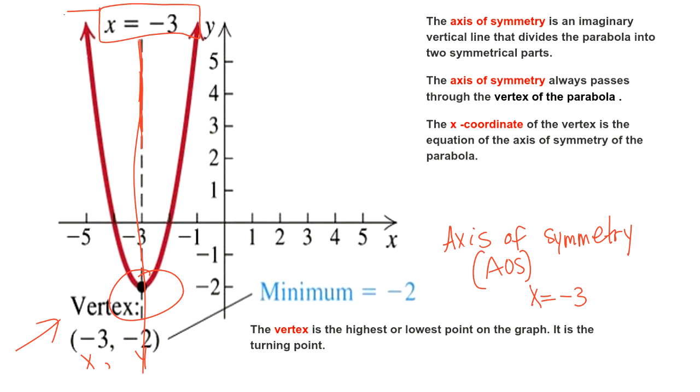And if we wanted to know our minimum value, we are familiar with that. We know that's always the y coordinate. So your minimum value is -2. So here, if you look, the x coordinate of the vertex is your equation for the axis of symmetry of the parabola.